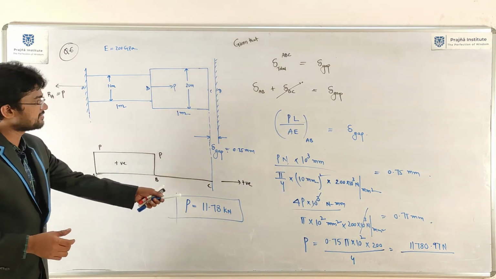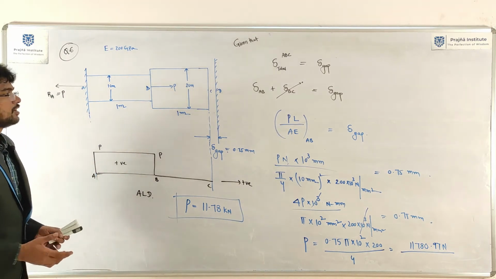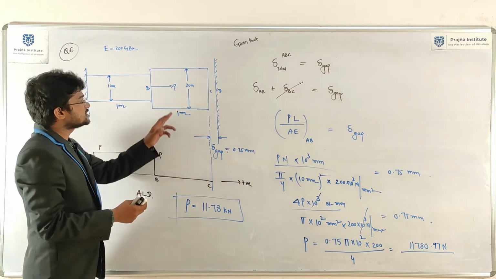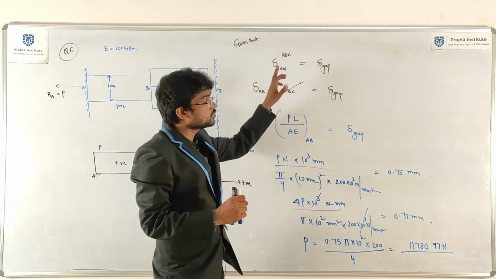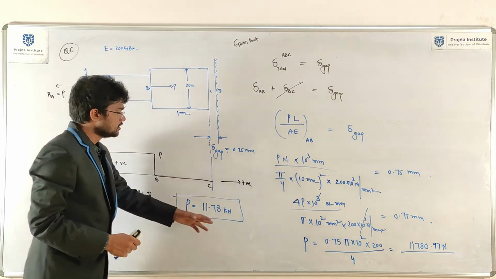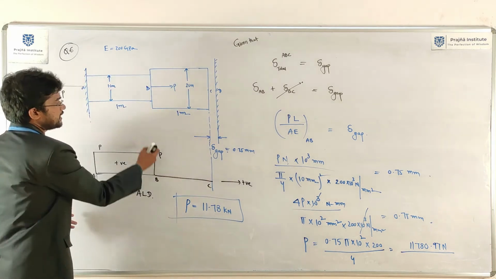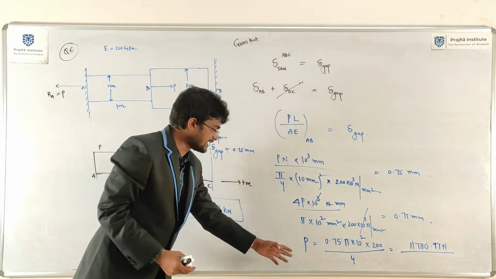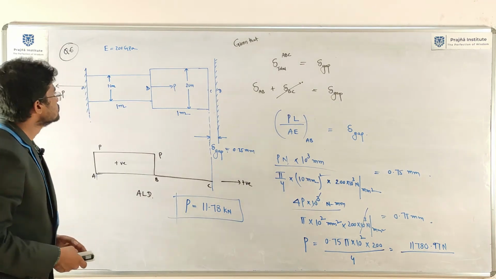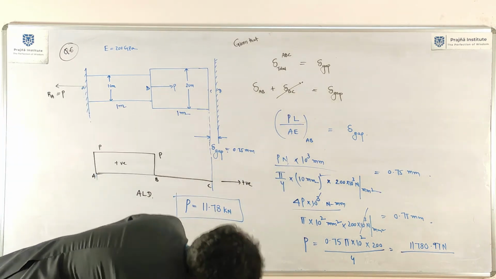Okay, 11.78 kilonewton. Okay, question number 6. Here they didn't ask for support reactions. They just ask what is the magnitude of P such that delta total in the bar ABC becomes equal to delta gap. So it's a matter of using this equation, drawing the axial loading diagram for this. Finally, you will get the magnitude of P equivalent to 11.78 kilonewton.